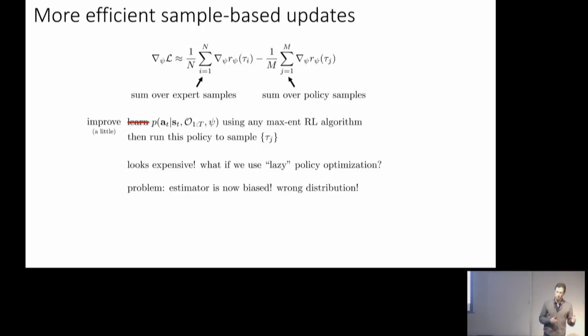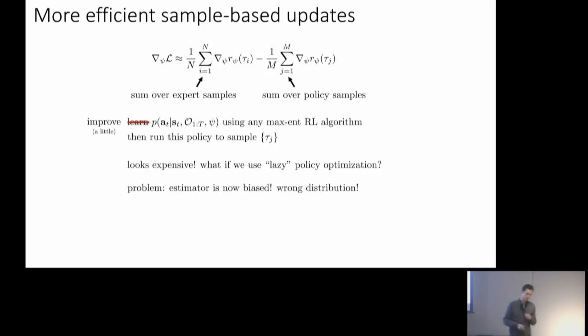So now there's a problem, of course, which is that now your estimator for the second term is biased, because you're supposed to sample from P of A given S comma O comma psi, but you're sampling from some other distribution that is perhaps close to it, but not exactly correct. So you have samples from the wrong distribution, and you need to correct them in order to estimate the expectation under a different distribution. Does anyone have any ideas about how we can use samples from the wrong distribution?